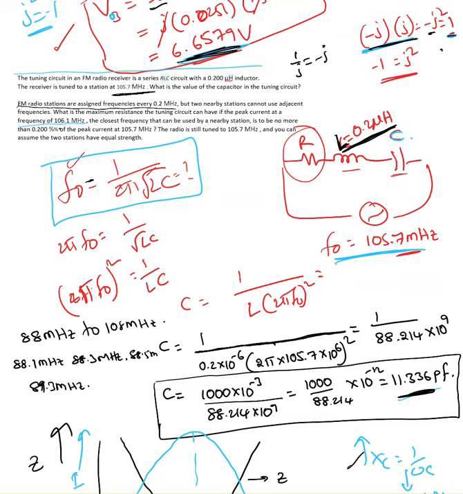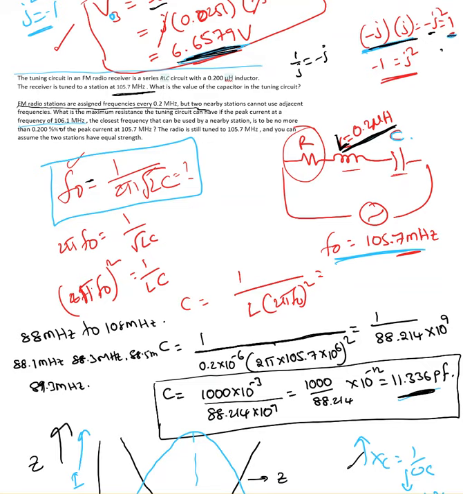So that's what the first statement says. FM radio stations assign frequencies every 0.2 megahertz, but two nearby stations cannot use adjacent frequencies. So two stations in our city cannot use 88.1 and 88.3, because since the frequencies are close by, if you put on the 88.1 megahertz radio, you may hear something from the 88.3 megahertz radio, so they will keep frequency differences if the stations are nearby.